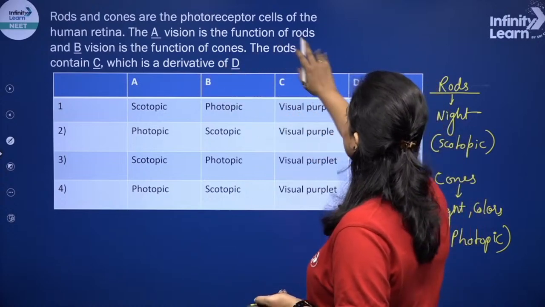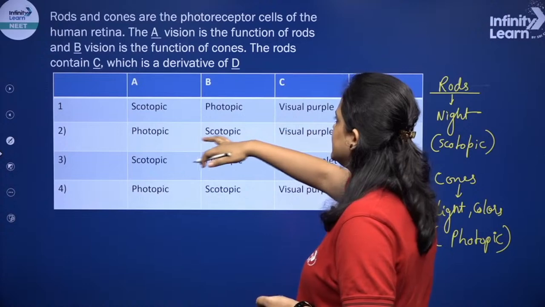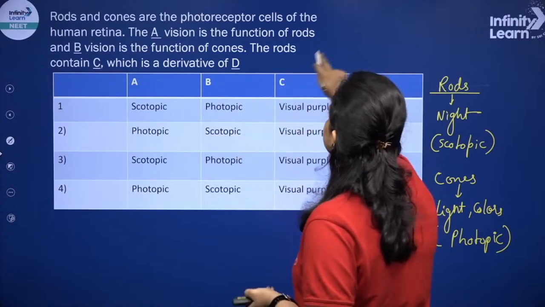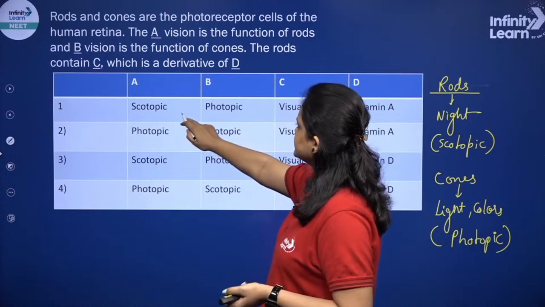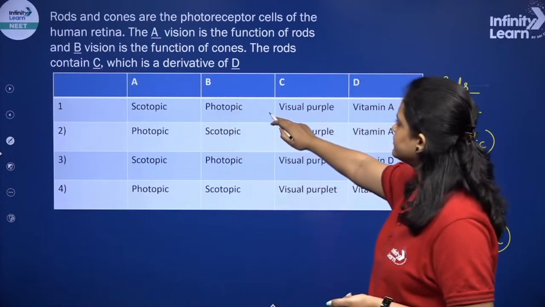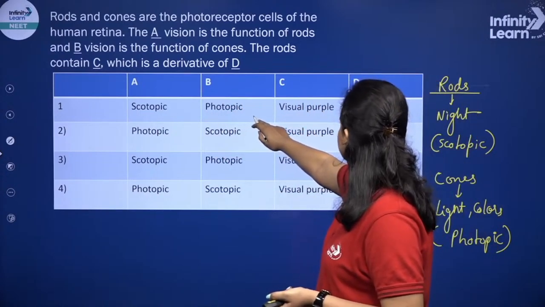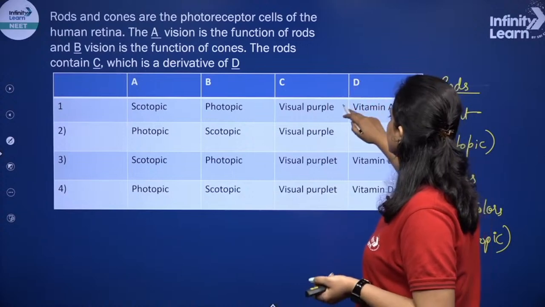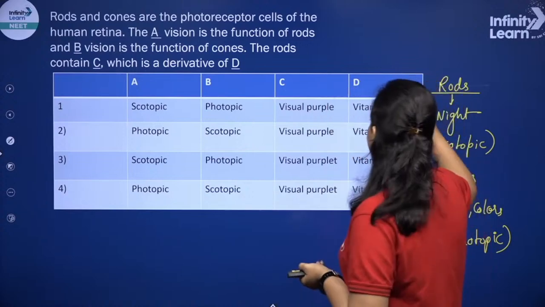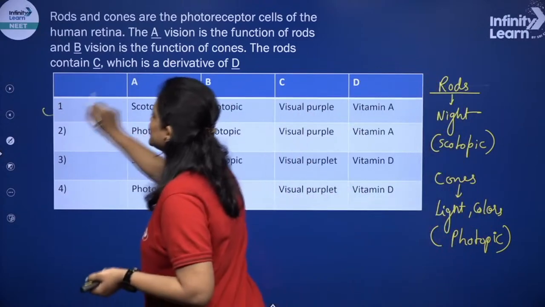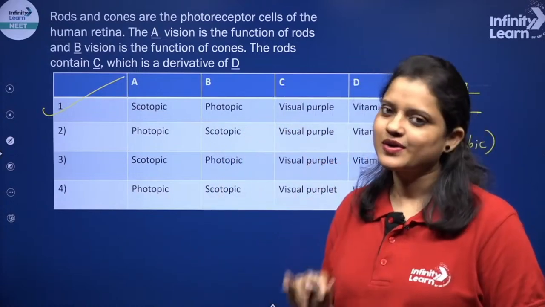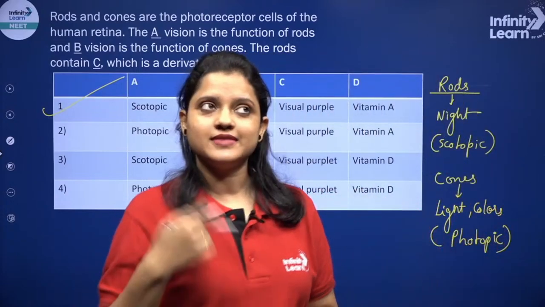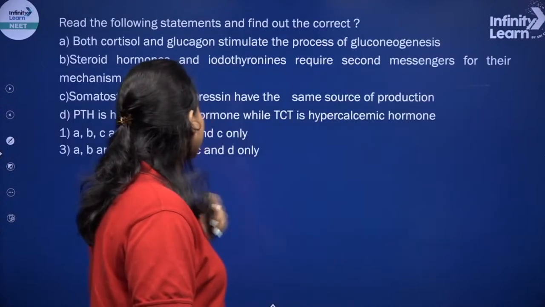Rods and cones are the photoreceptor cells of the human retina. The scotopic vision is the function of rods. Rods will help in scotopic vision, and function of cones is photopic vision. And it is visual purple that is derived from vitamin A. So that means your correct option will be first one without any confusion. Okay. Now let's see what is the next question on your screen.